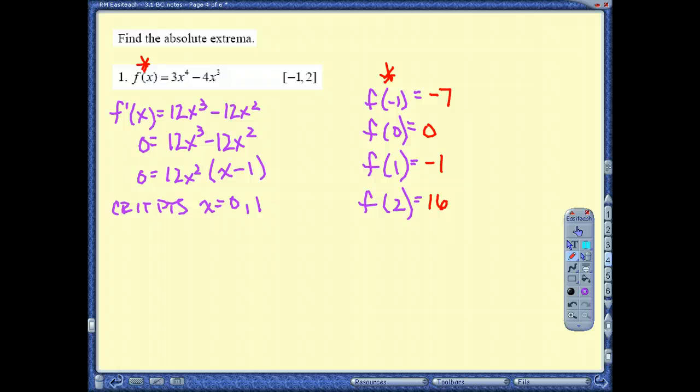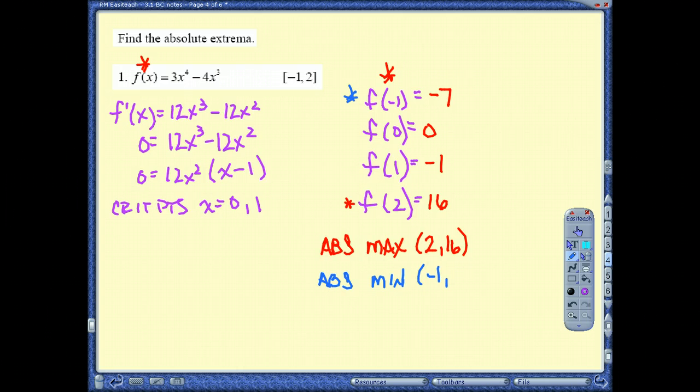Just looking at the y values, you can see that we have a winner at absolute max. I need to write it out, though, in point form. So my absolute max is right here at (2, 16). The max occurs at x equals 2. That maximum value is 16. My absolute min is right here. So my absolute min occurs when x is -1, and that minimum value is -7. Make sure that you are showing both in point form.